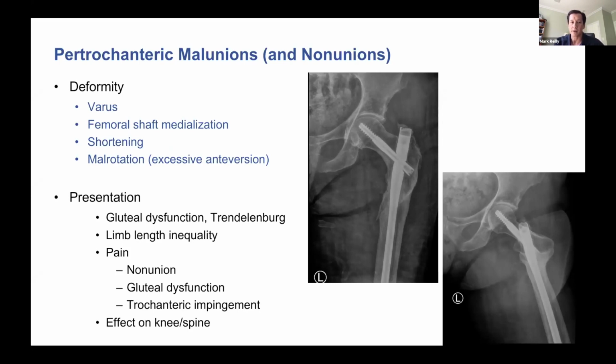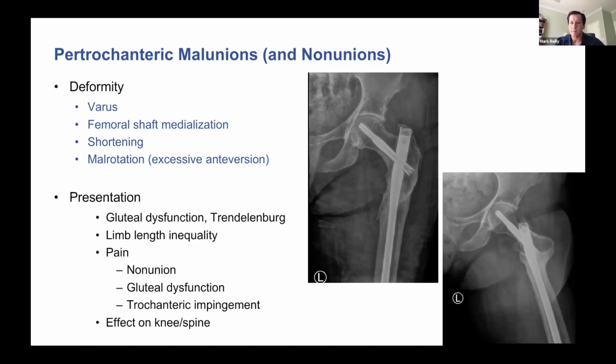I'm not going to spend a lot of time talking about rotation at all because that's the subject of our next talk from Dr. Miranda. The patients will usually present with a limp. They'll be complaining of gluteal dysfunction and weakness from the high riding greater trochanter, resulting in a Trendelenburg gait. They'll tell you they have a limb length inequality on the malunited or nonunited side.